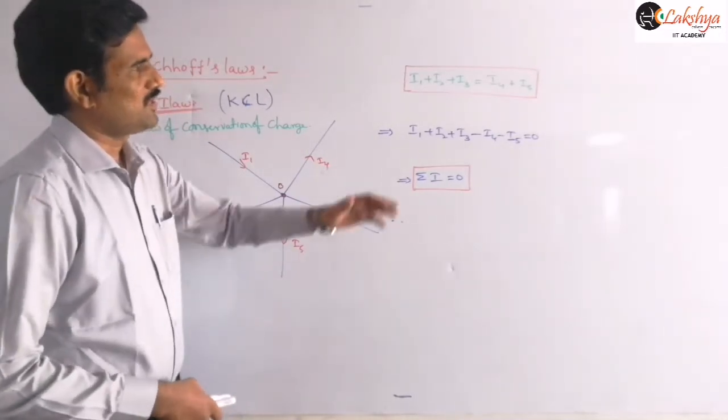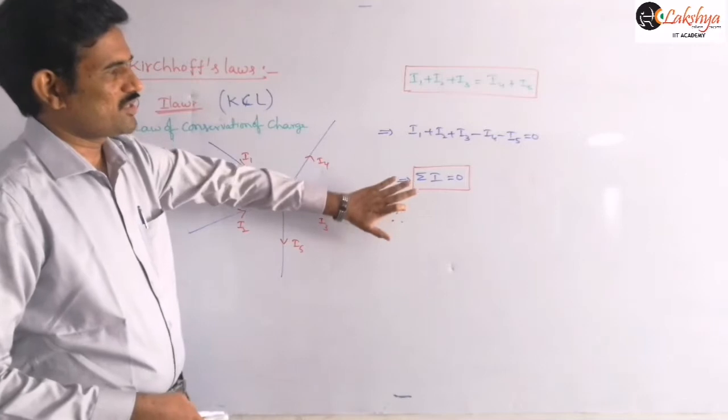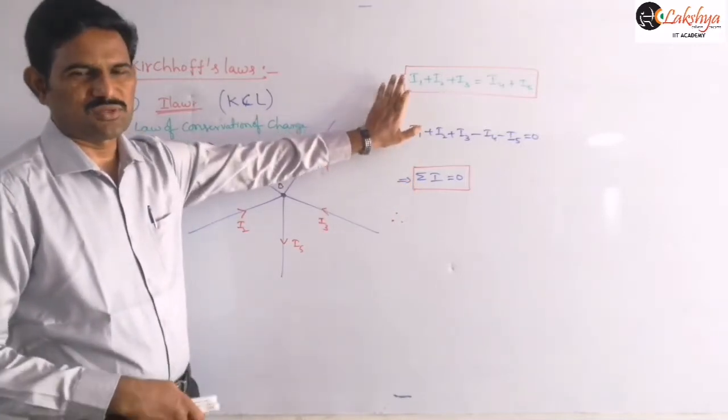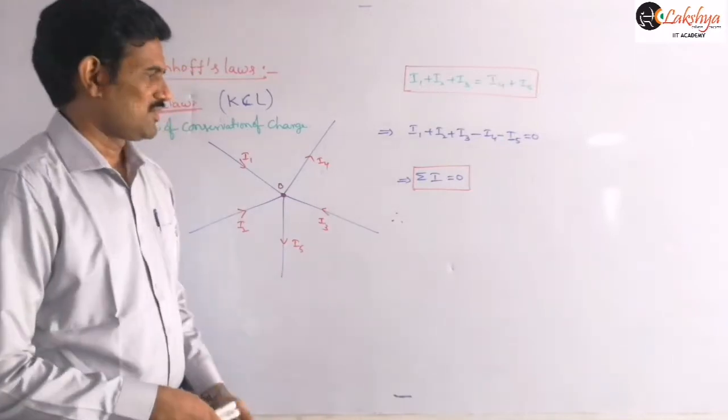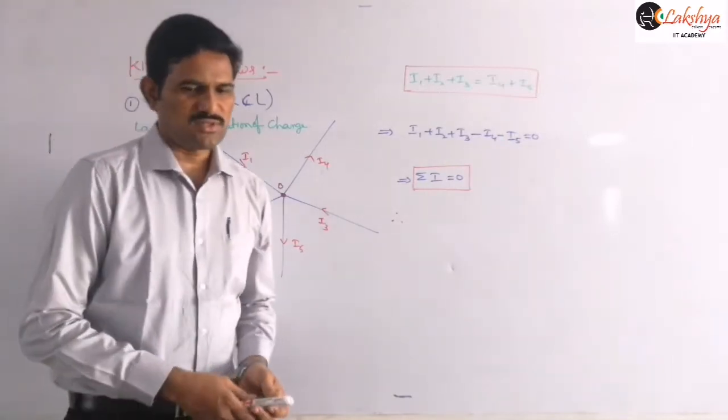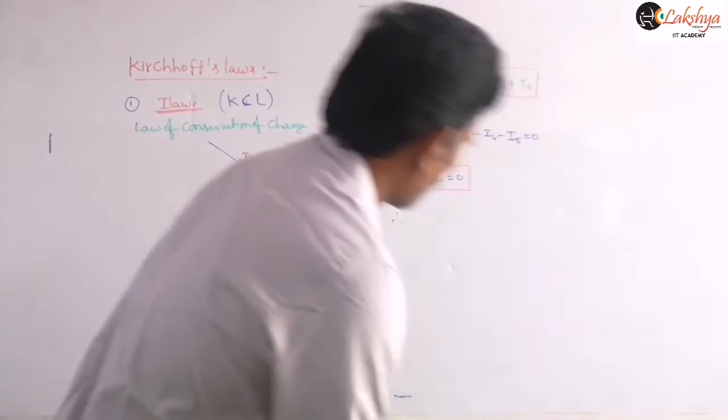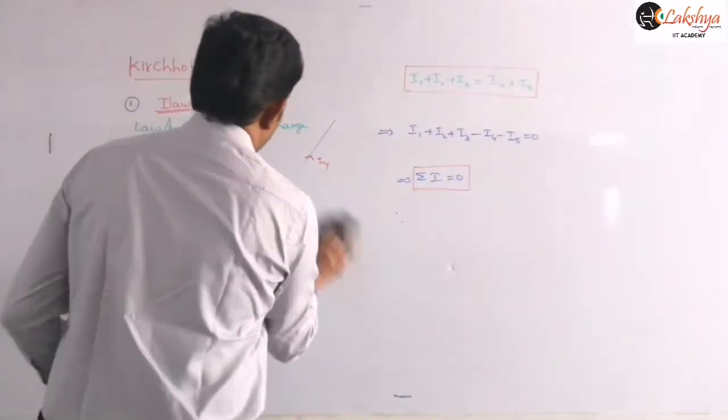So that means either you can write like this or you can write like this. This will be the easiest form. So you can remember this: current flowing into the junction is equal to current flowing out of the junction. So that is about Kirchhoff's first law. So let us see a simple problem based on this first law.